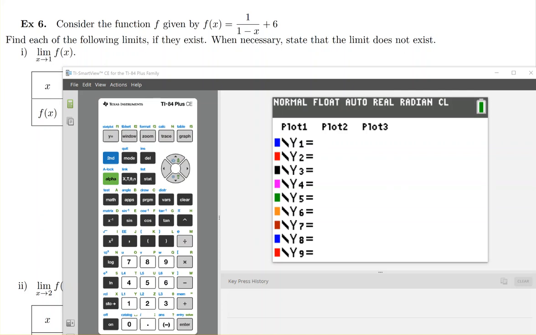Okay, so in example 6, we are looking again for the limit and we're using tables, and the problem has two parts. The first part says limit as x approaches 1. The second part is the limit as x approaches 2. And the function is a fraction with a plus 6 next to it.